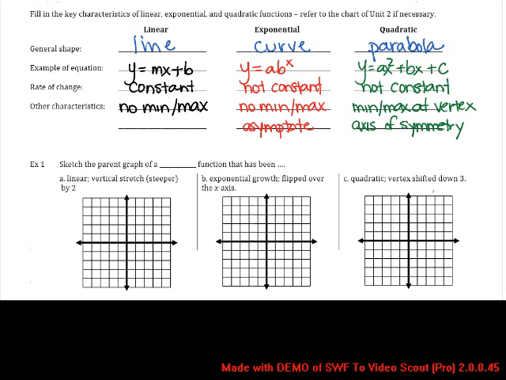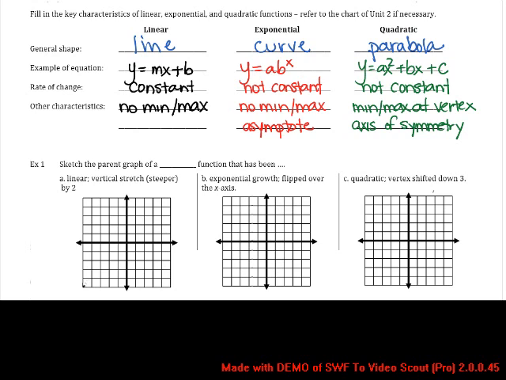We're going to move to example 1, which asks you to sketch a function given different translations and characteristics. If you take a look at example 1a, they're asking you to write a linear function that is stretched by a factor of 2.